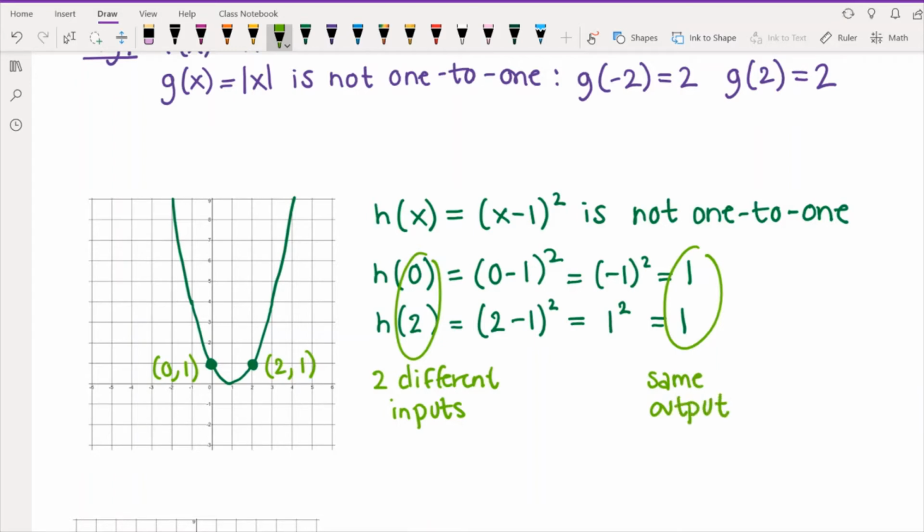And the way that plays out in the graph is that we have two different x values with the same y value. And in a little bit, we'll see that there's a test that you can do to a graph that will really pinpoint this idea of whether you have two different x values with the same y value.